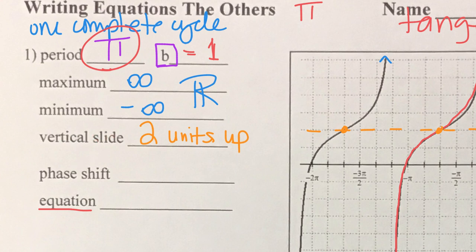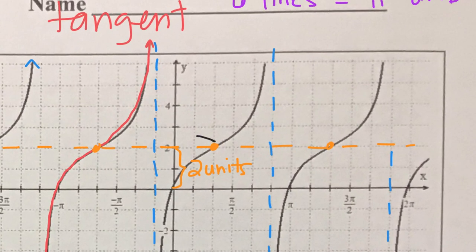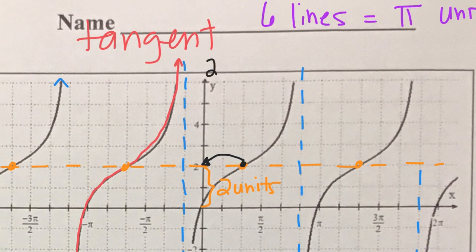Now the phase shift. We have to think about, where does our traditional tangent graph cross your y-axis? And that is exactly on it. So we're trying to move this 0 point. How far has that been moved away from your y-axis? If we count, it's been moved 2 lines away to the right. This dot right here, this 0, is 2 units away from where it's supposed to be on your y-axis.